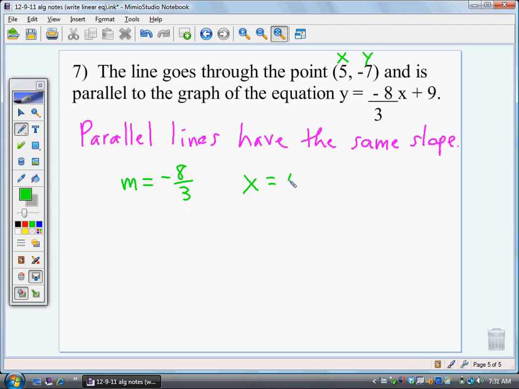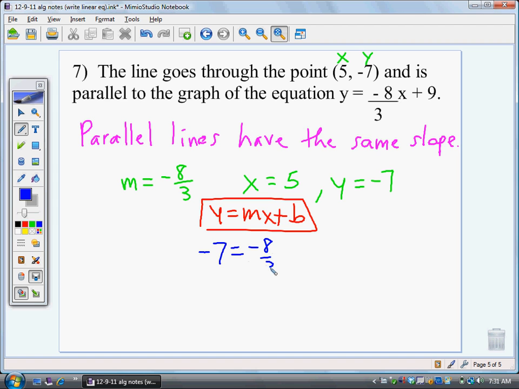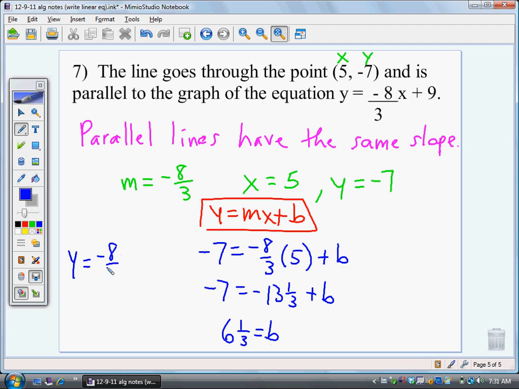We know that x is 5, we know that y is -7. And it becomes the same idea again. Just plug into slope-intercept form. It's not any different than what we just did. You plug them in. -7 equals -8/3 times 5 plus b. And this is -13 1/3 plus b. When you add it, you get 6 1/3 equals b. And then your answer is y equals -8/3 x plus 6 1/3.